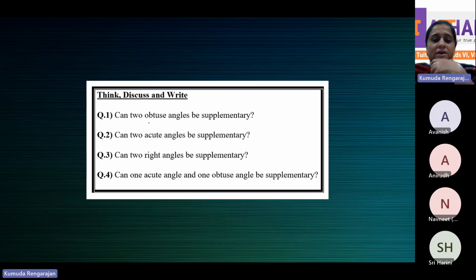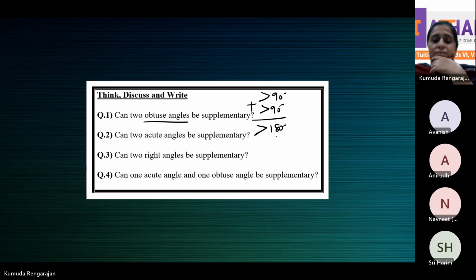I'll come from the beginning. Obtuse angles means more than 90 degrees. More than 90, more than 90. So when you add two obtuse angles, their sum will be more than 180 degrees. So they cannot be supplementary because it will be more than 180.